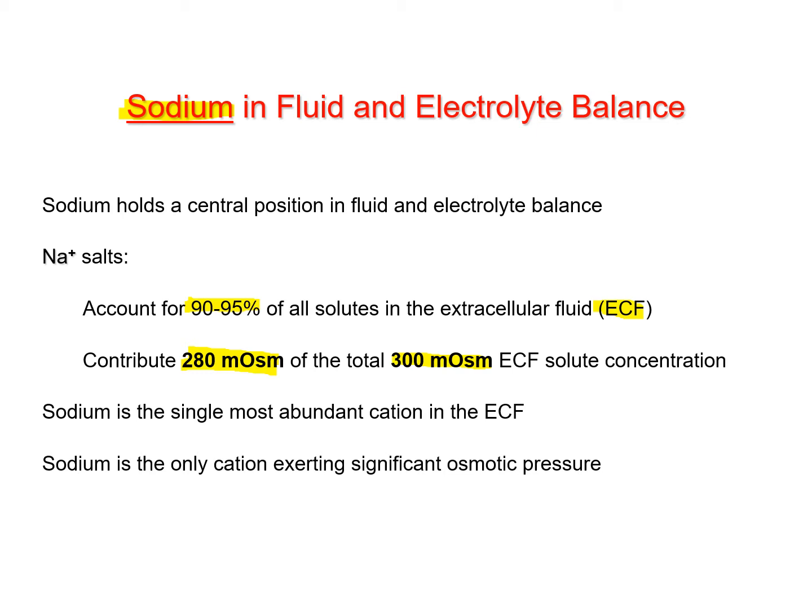It's actually, I guess, 93% of the total that is attributable to sodium cations. I'm sorry. So 280 milliosmoles of the 300. It's the single most abundant cation in the extracellular fluid, and the only one that exerts significant osmotic pressure. In other words, it can pull water across semi-permeable membranes that make up all of our tissues, that are present in all of our tissues. Semi-permeable membranes are the cell membranes, right?